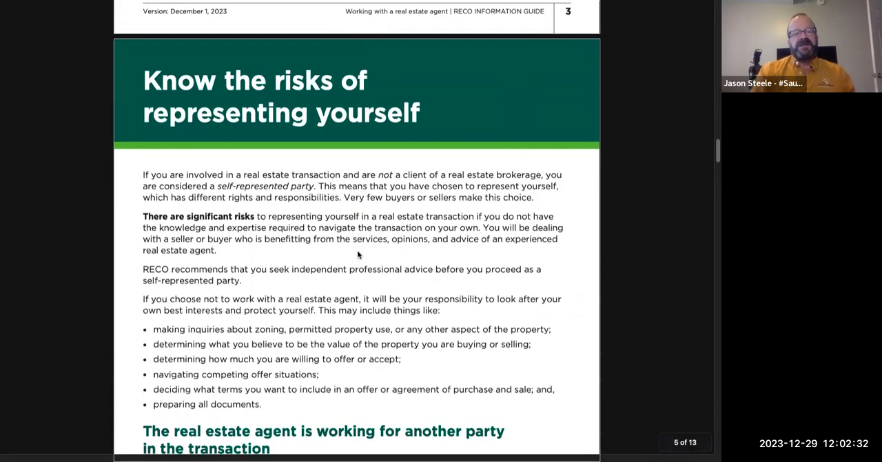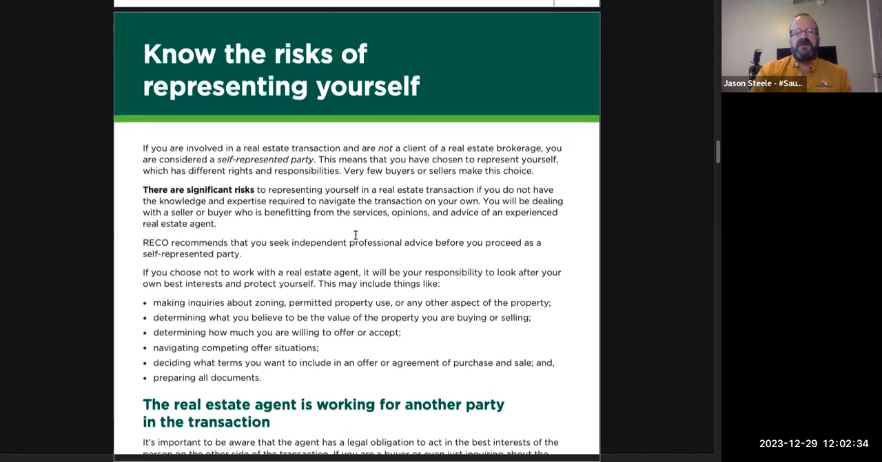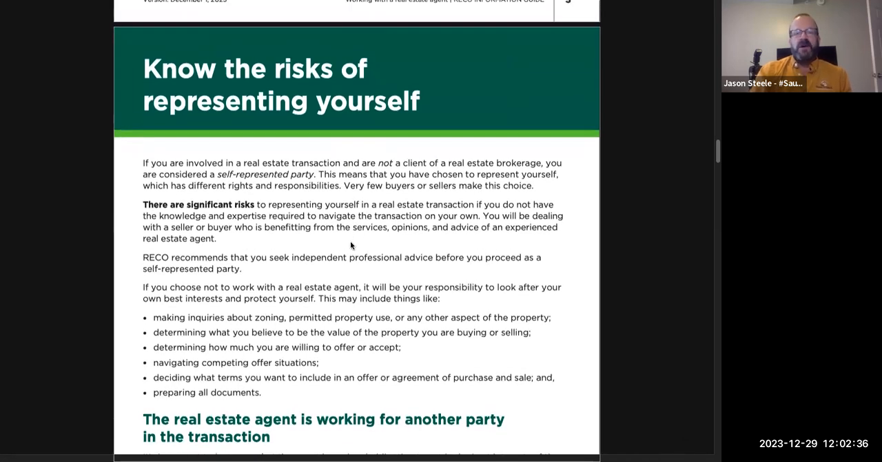You need to know the risks of representing yourself. Again, this is called an SRP, a self-represented party. This means that you've chosen to represent yourself, which has different rights and responsibilities. And thankfully, very few buyers or sellers will make this choice because it could end up in a nightmare. There are significant risks to representing yourself if you don't have the knowledge and expertise required to navigate the transaction.